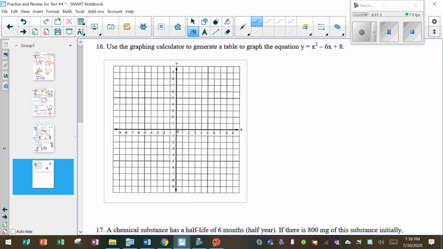All right, number 16. We're going to graph a parabola. If you don't have access to a graphing calculator, you can try to find one online, using Desmos.com. They have a graphing calculator you can use. You could also get a graphing calculator app for your phone. I know those exist. You could probably just Google free graphing calculator. Or you could even Google the graph of this equation and see what happens there.